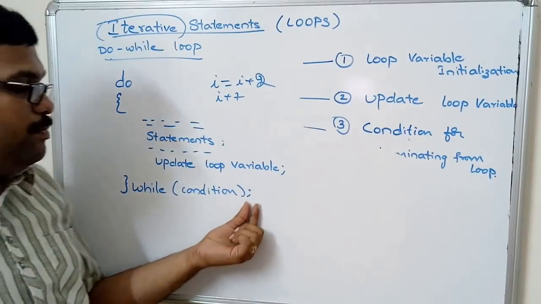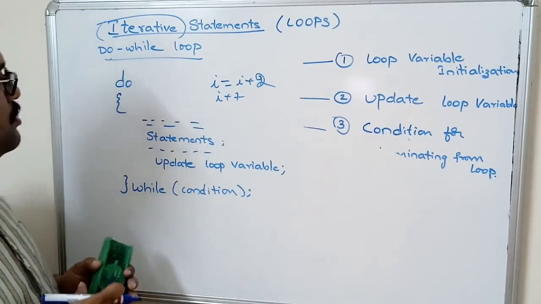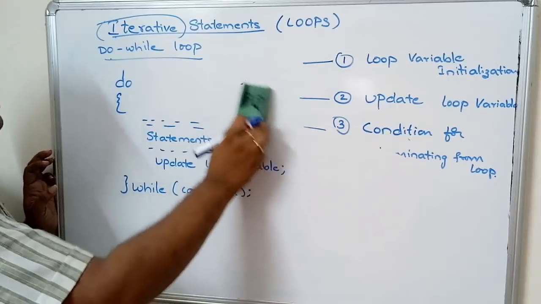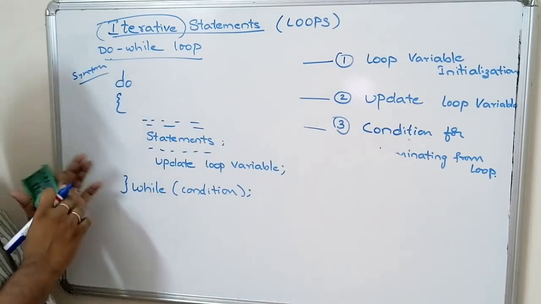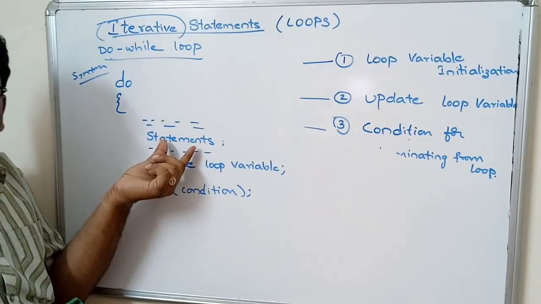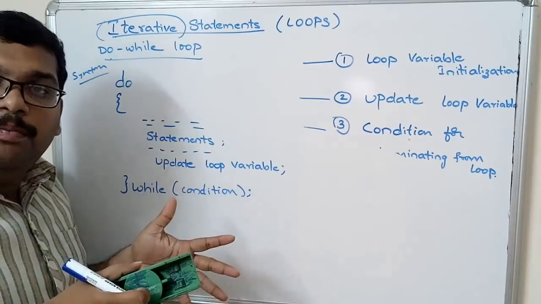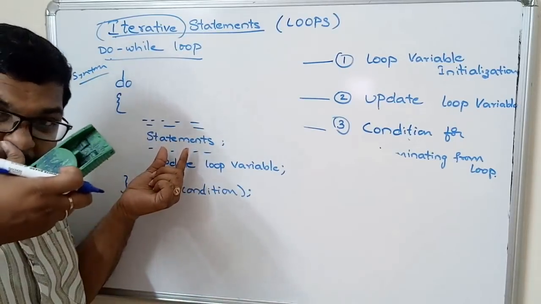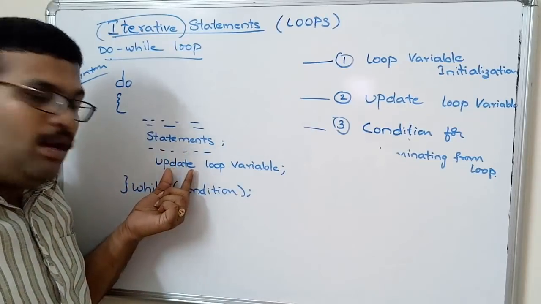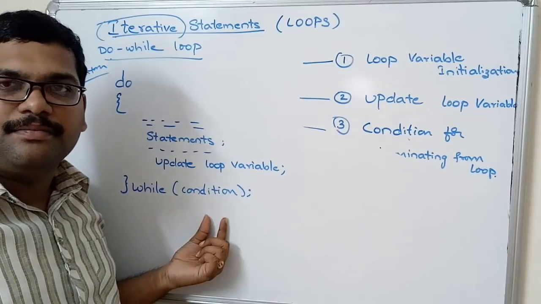So here we have to place a semicolon after the while condition. This is the syntax for do while. It is also similar to the while loop. The do following statement will be executed. The control will enter into the loop and execute these statements, update the loop variable, and at the exit level the condition will be checked.